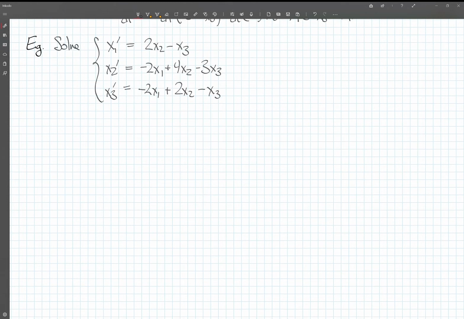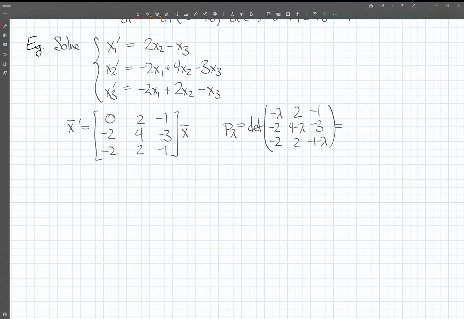Let's take a look at this system. The first step is to rewrite it as a matrix equation. So what we need to do is to find out the eigenvalues and the eigenvectors of this matrix so we can compute its matrix exponential. I'll go ahead and compute the characteristic polynomial for you, which gives us the eigenvalues.